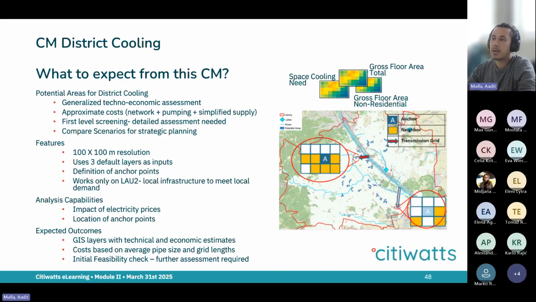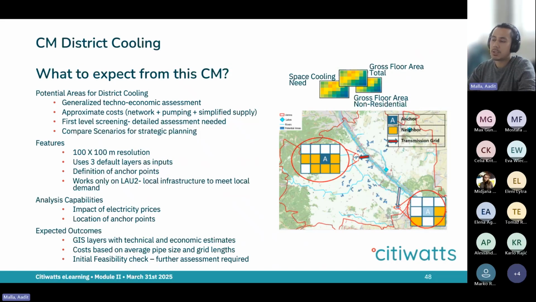And so regarding the analysis capabilities, there are different parameters that the user can tweak to see how this impacts feasibility. But the two I would like to highlight here are the impact of electricity prices and how these anchors are defined. With this regard, the expected outcome from this calculation module is a GIS layer, which provides technical and economic estimates of different identified feasible locations.